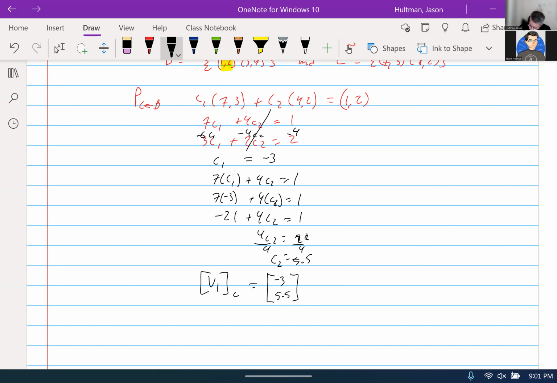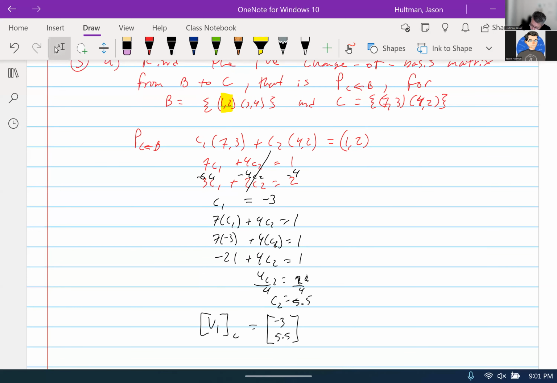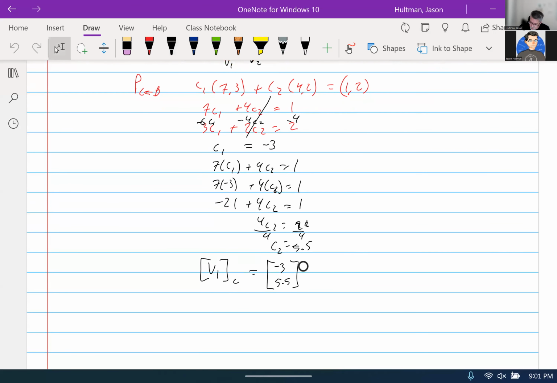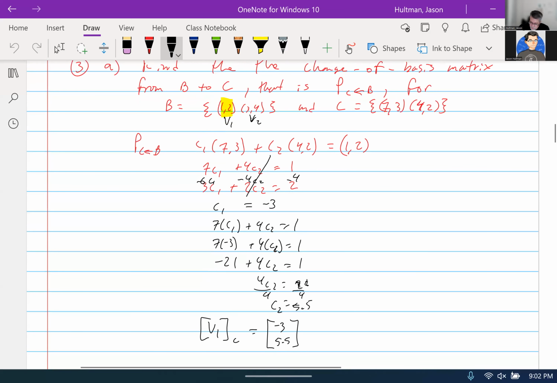So we have vector one of the basis B, we'll call it vector one and vector two. In terms of the components, the constants that I would need to multiply to change that into a basis C vector.